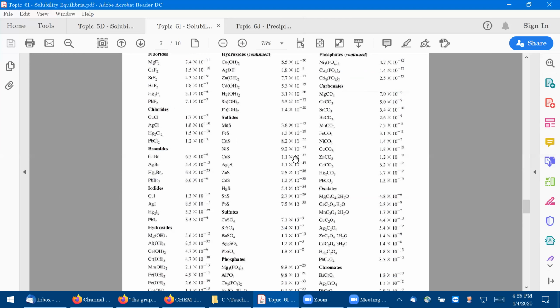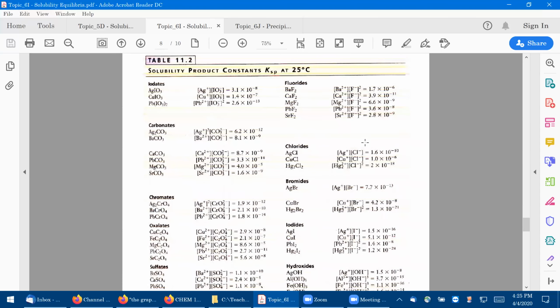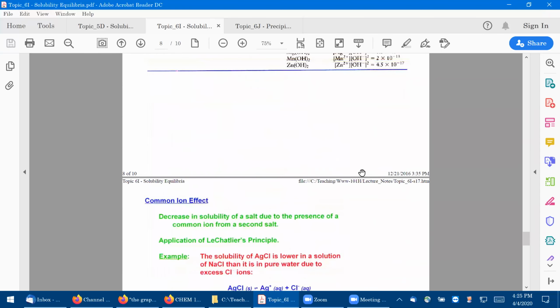And in any case, in comparing KSPs, you have to be cautious about simply looking at 2 numbers and saying, well, this one is much, much less soluble than this other one. Only if they have the same stoichiometry can you say that without some calculations to show what concentrations they actually are. Here are some more from another book.